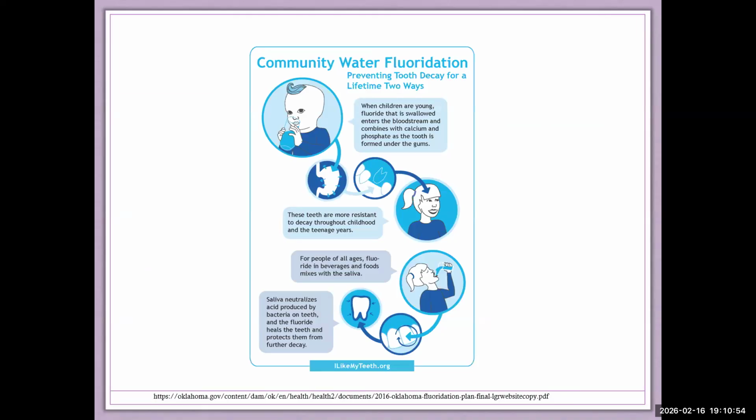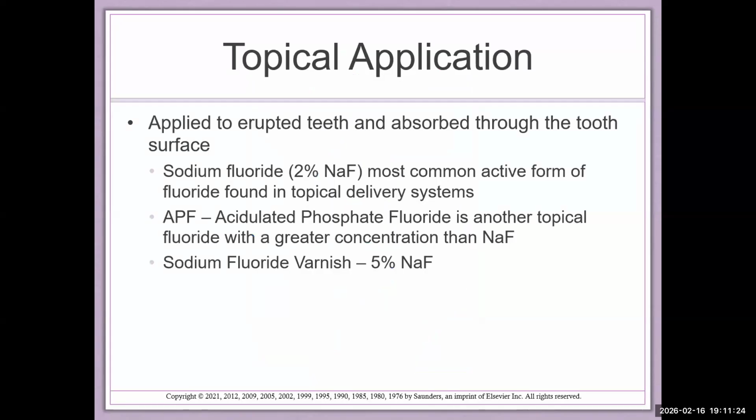It's just a little bit of a cartoon that you see right here on your screen with the community water fluoridation. Again, children are young, they swallow it, it gets incorporated into their teeth. Ultimately, those teeth fall out, and then you've got your permanent dentition coming in. Also, the saliva neutralizes the acid that's made by the bacteria on their teeth, and the fluoride heals the teeth. Topical application, your book dives a little bit into that. That's applied to the erupted teeth and absorbed through the tooth surface.